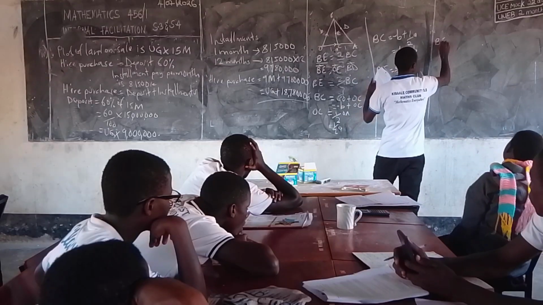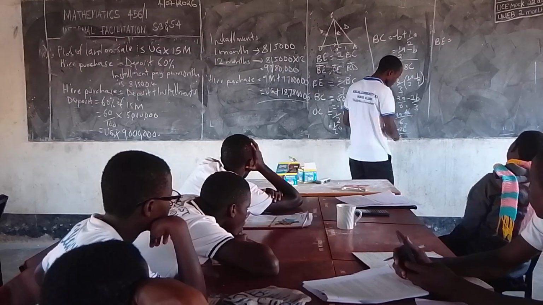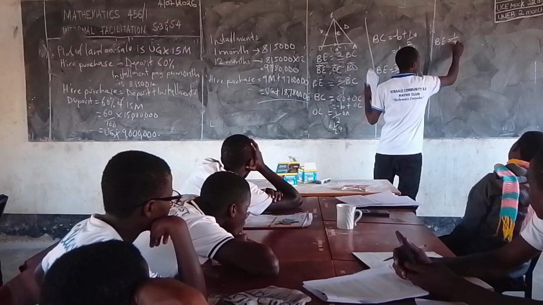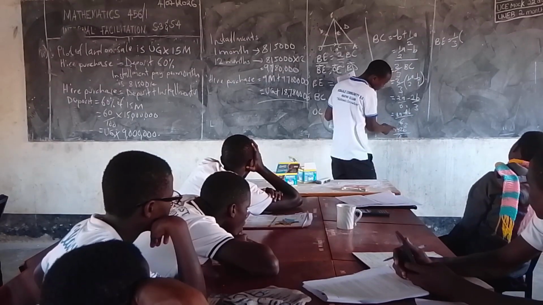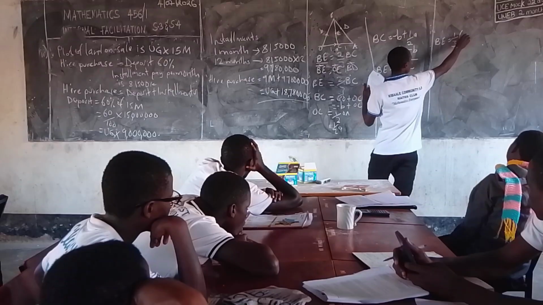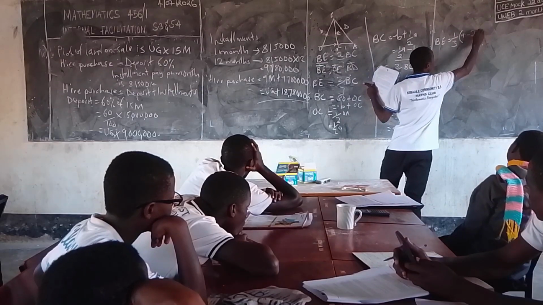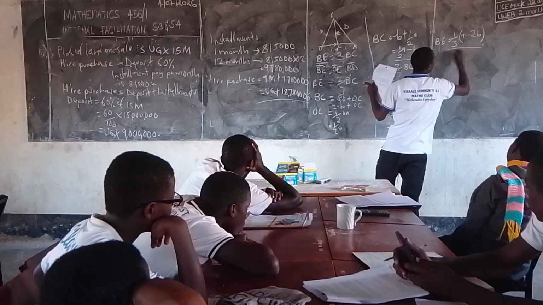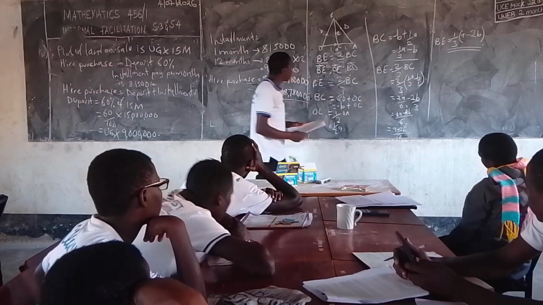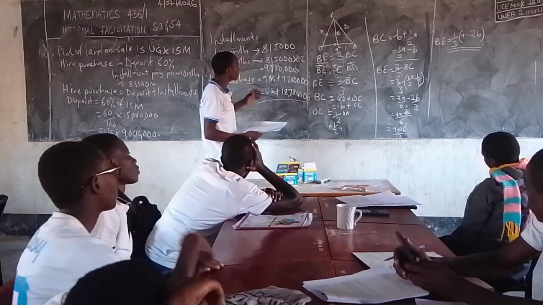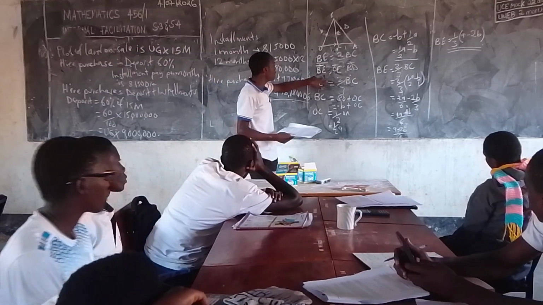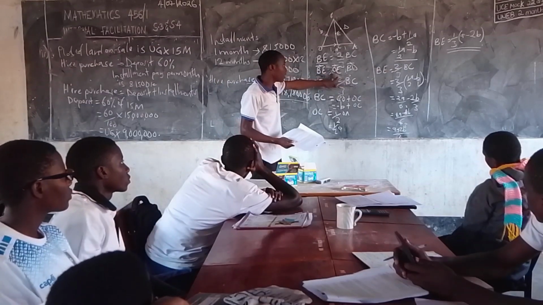So our BE, if we factorize it, will be a third into A minus 2B. And so therefore we have answered the part of the task which says express the vector BE. So you have finished BE.